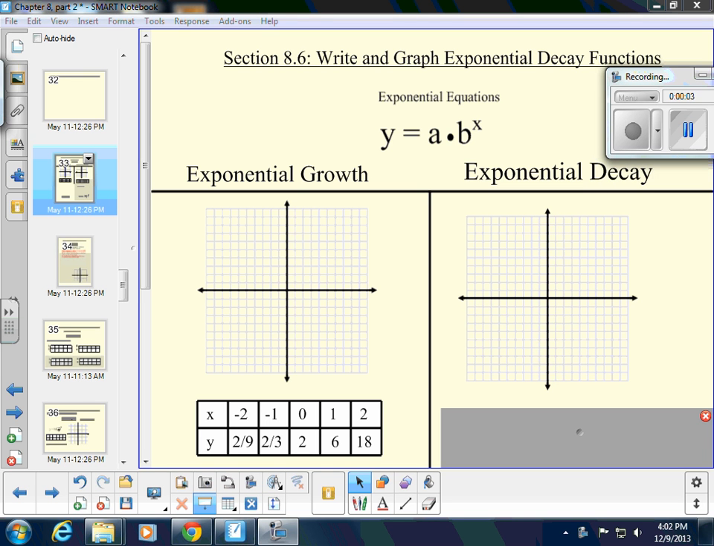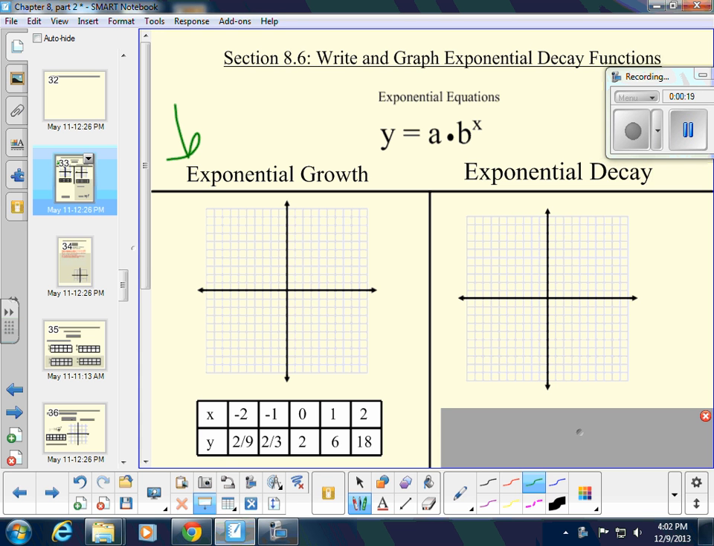Today's lesson is on section 8.6, write and graph exponential decay functions. So far up to this point in this chapter, we've been working with exponents, and then in the most recent section, 8.5, we worked with exponential growth functions. And what happened in exponential growth functions?